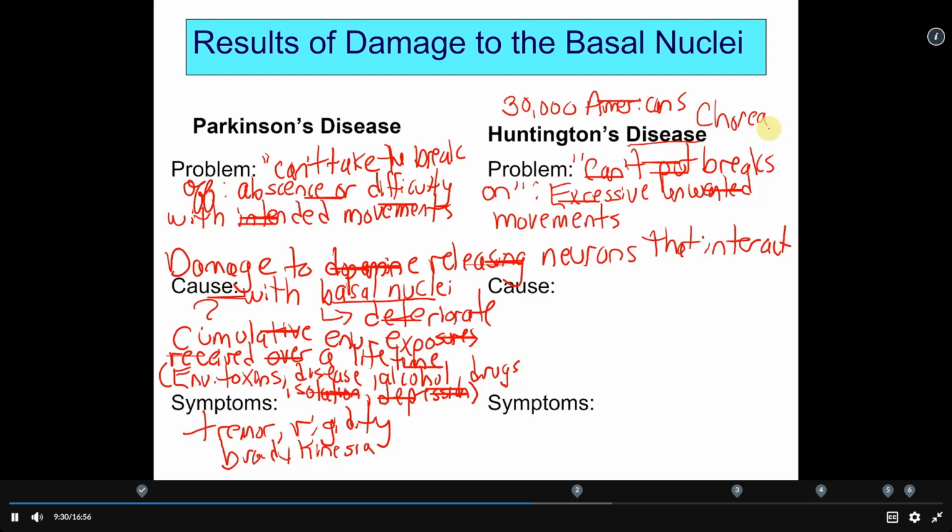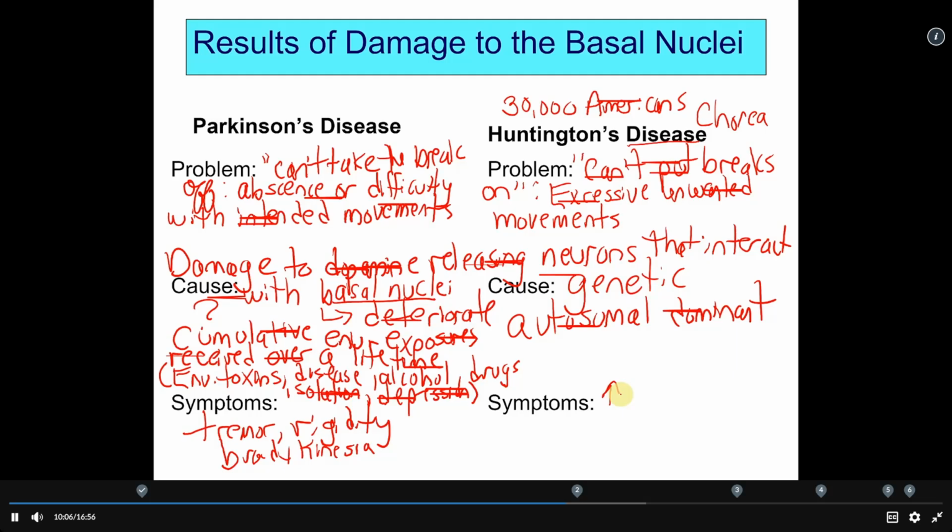Now, the cause here is genetic. So it is not environmental exposures, it's genetic, and it is an autosomal dominant mutation. The symptoms are, as we said above, excessive unwanted movement. So you can see above, dementia occurs a little sooner than it does in Parkinson's. In Parkinson's disease, dementia usually happens later in the progression of the disease. But in Huntington's, it's sooner. And also Huntington's strikes people sooner in life, in their 30s and 40s.